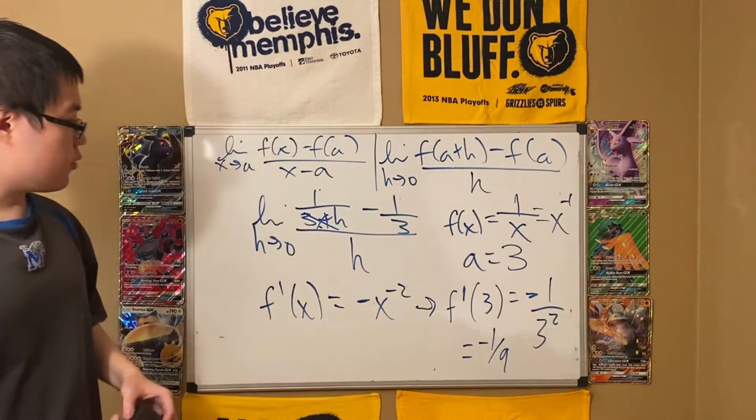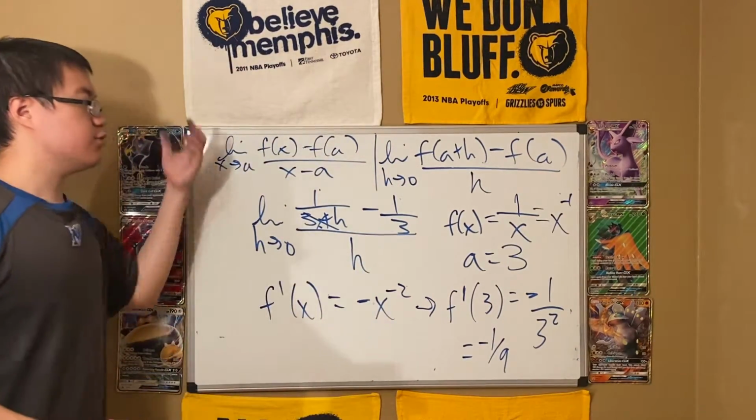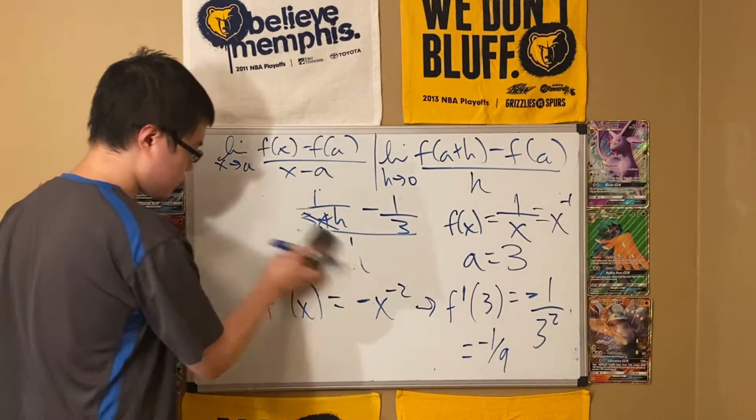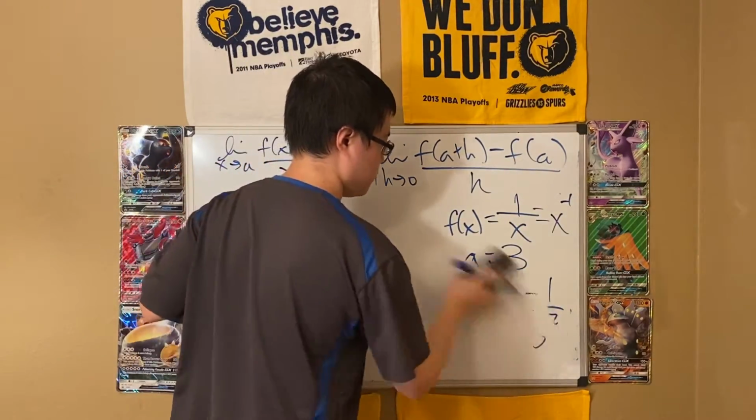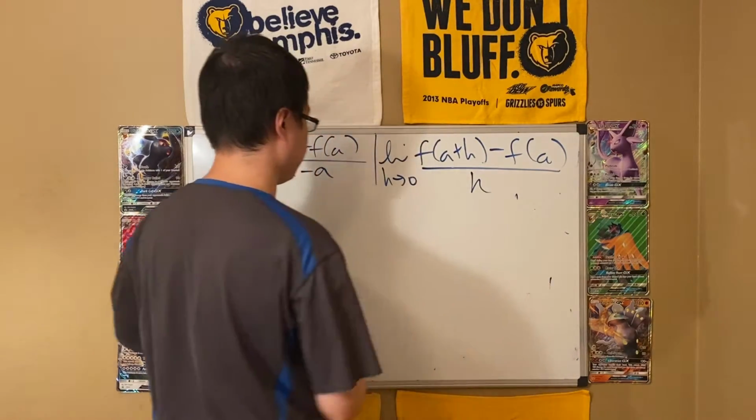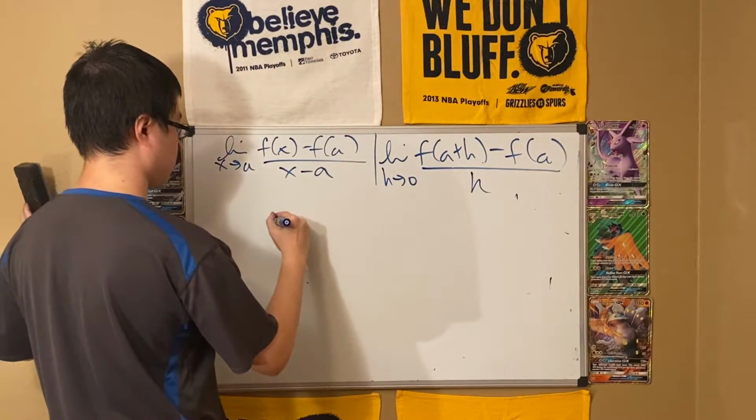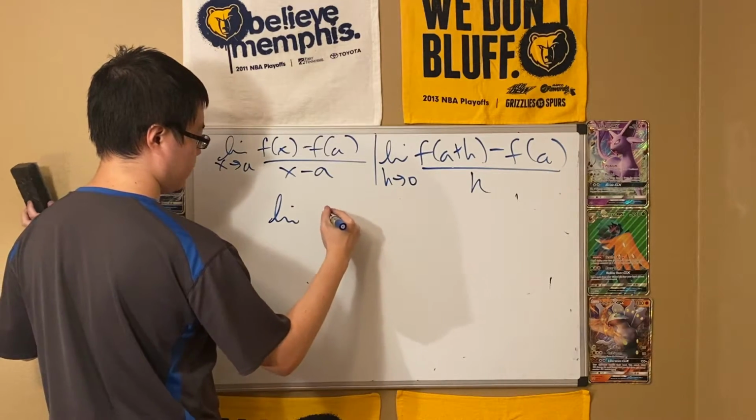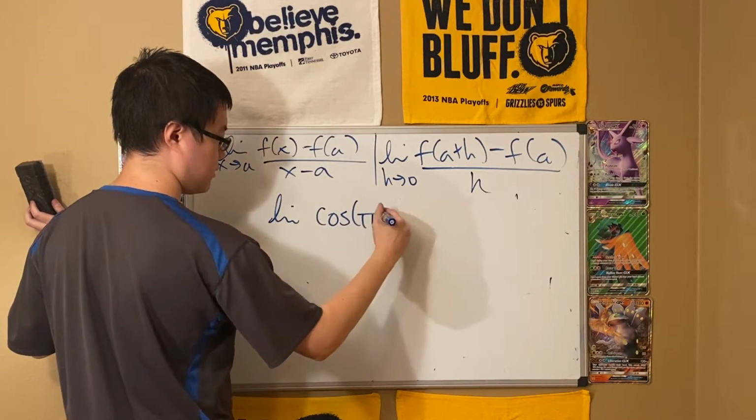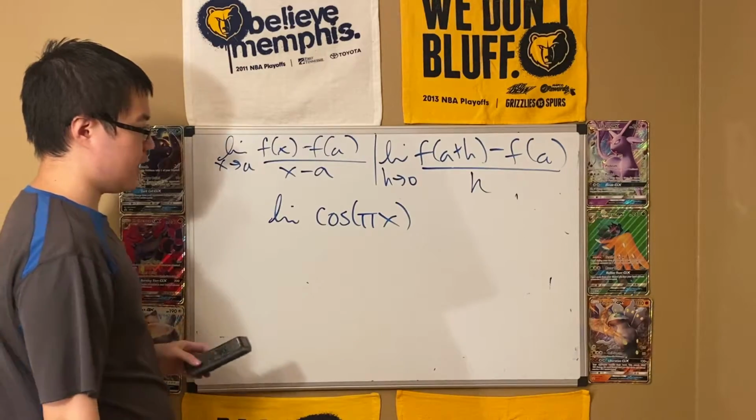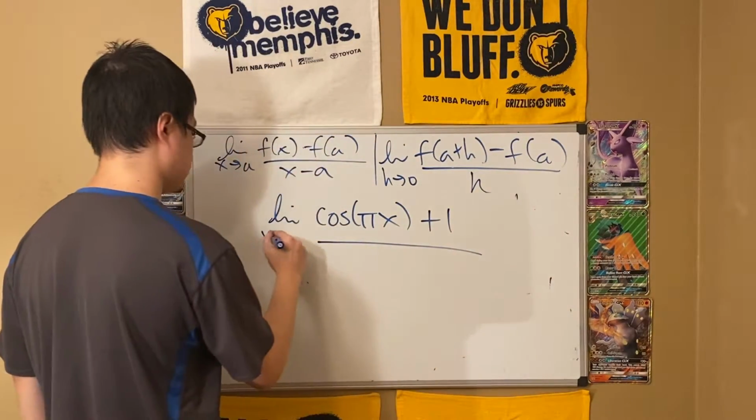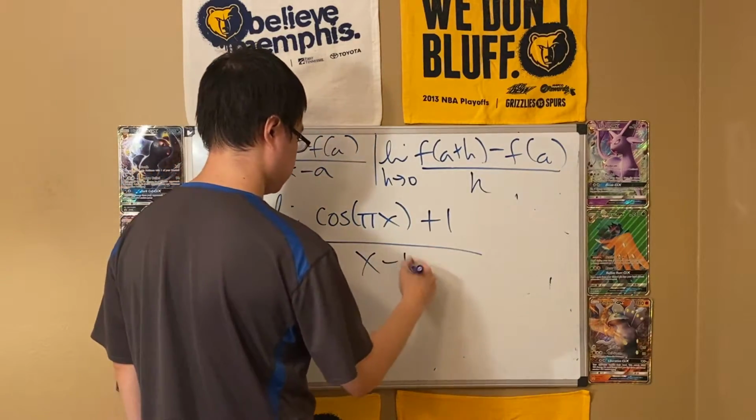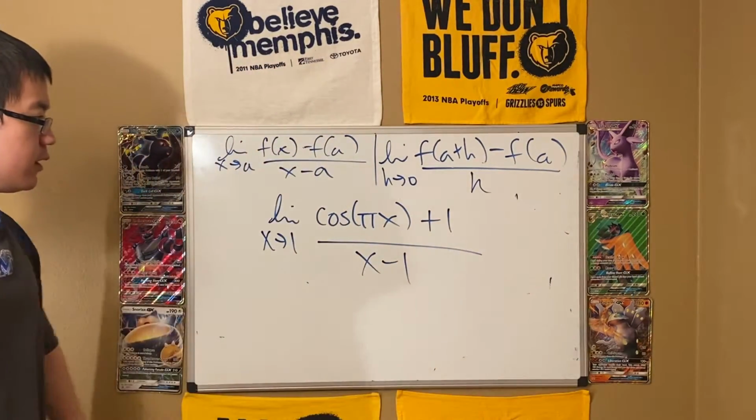So let's do a few more questions. Let's do one more non-H1 and then one more H1. So another time for erasing. Let's do this. Which one do we want to do? So let's do the limit as x goes to 1 of, I want this to be my function, cosine of pi x plus 1 over x minus 1. So this is going to be my guy right here.